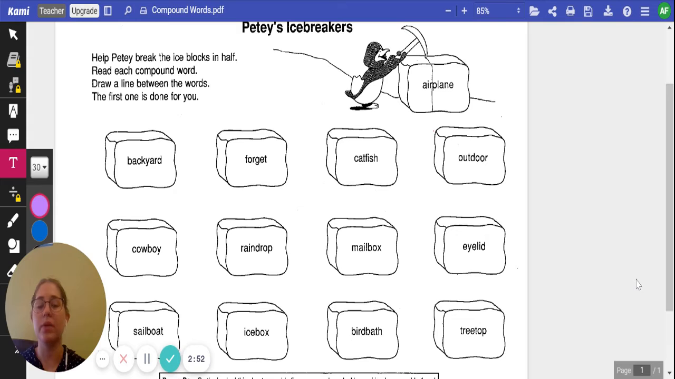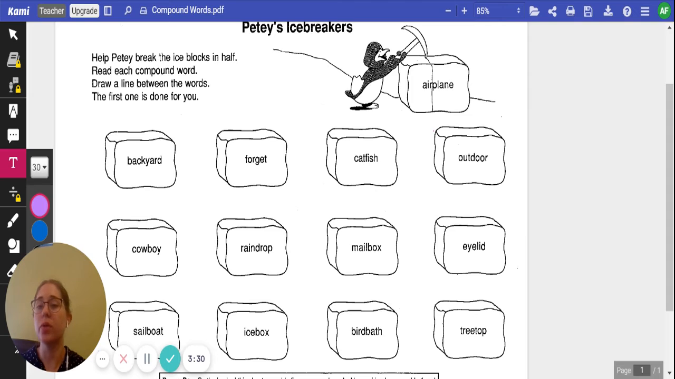On your piece of paper, I would like you to write these 12 compound words. You can put them in ice cubes if you'd like, or you can just leave them as compound words. But go ahead, pause the video. I will read through the compound words. Make sure you get them all copied down. Starting at the left, we have backyard, forget, catfish, outdoor, cowboy, raindrop, mailbox, eyelid, sailboat, icebox, bird bath, and treetop.